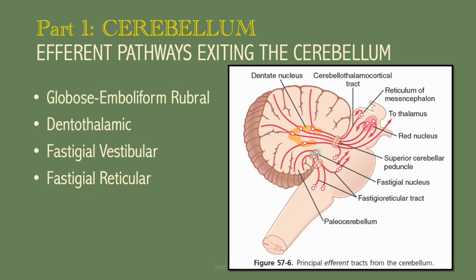Okay, now we're done with the afferent. Those are all pathways that will send signals from outside the cerebellum going to the cerebellum. Now, let's have the efferent pathways exiting the cerebellum. So, we have your globus emboliform rubral, the dentothalamic, fastigial vestibular, and the fastigial reticular.